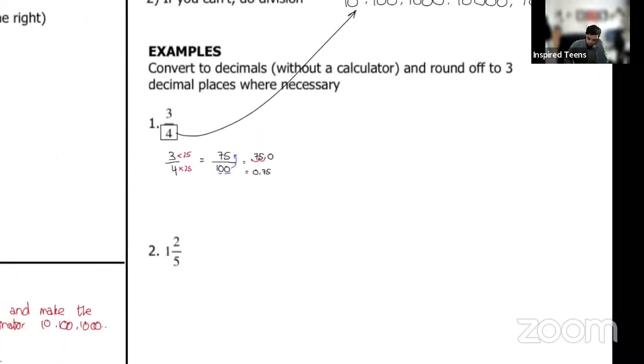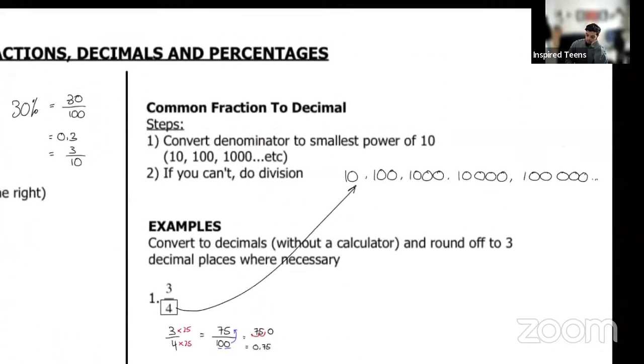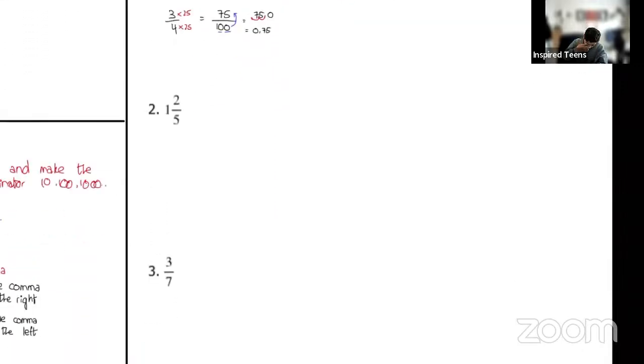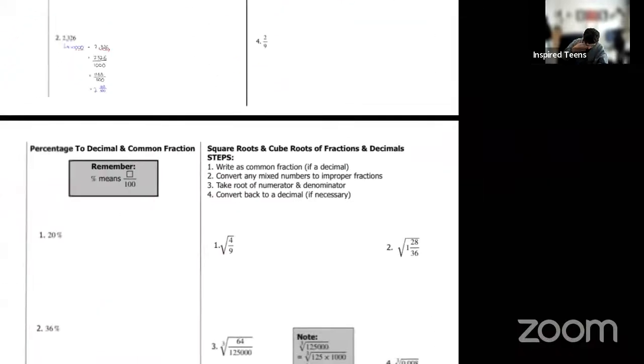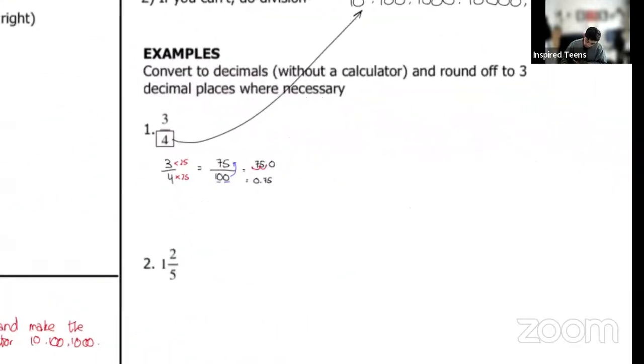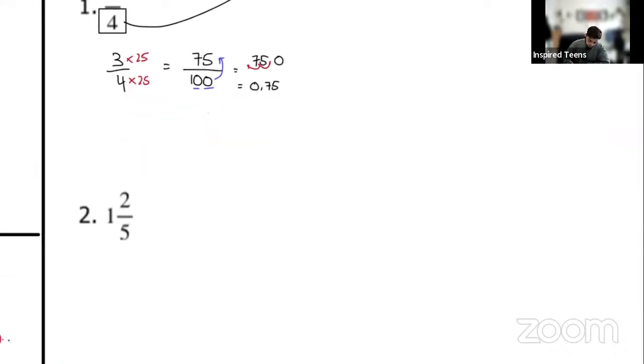Okay, let's look at the next one. Convert to decimals. They want us to convert all to decimals. For example, 1 and 2/5. Again, first you have to convert it to an improper fraction: 5 times 1 plus 2, which is 7/5.